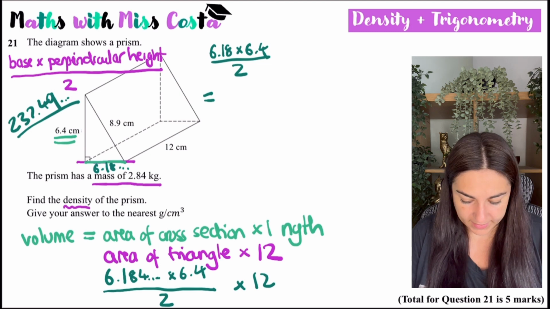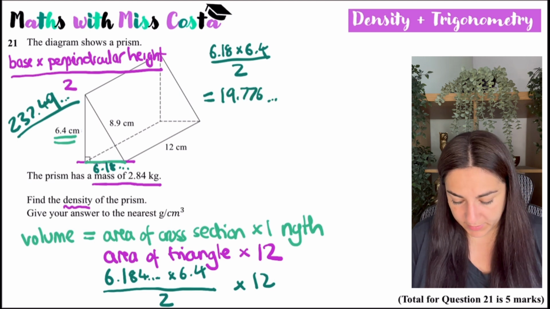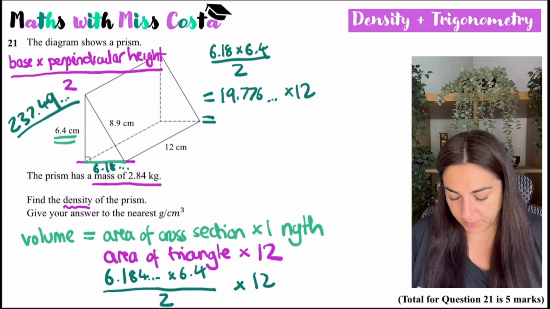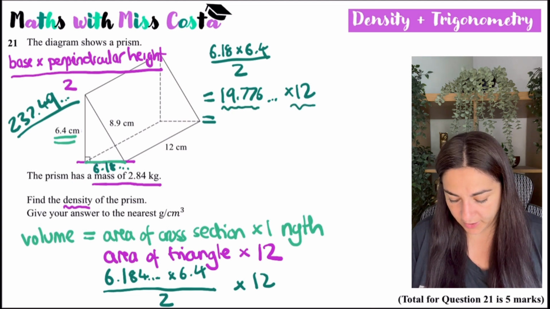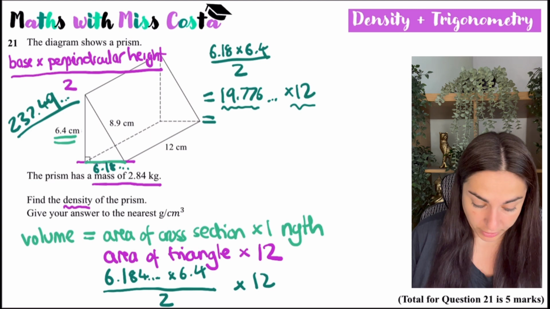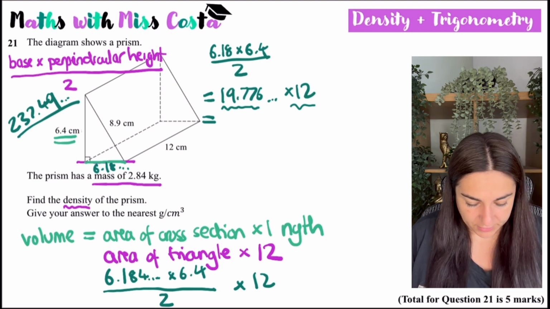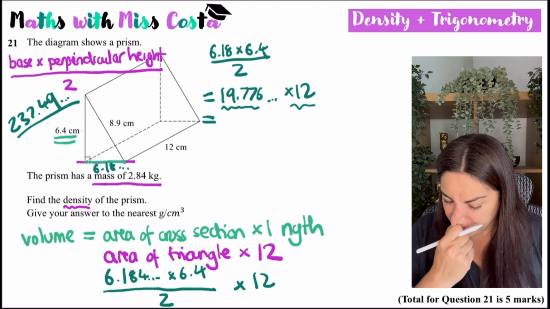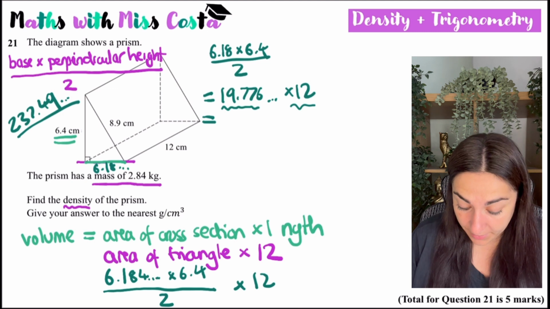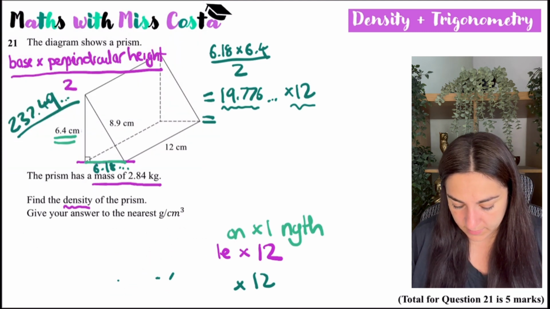which is, so my full thing should be 237.49, but let's break it down. So 6.18 times 6.4 divided by 2 is 19.776, which I'm then going to times by 12 because that's the area of the triangle, and then I times it by the length to work out the volume. So times by 12 gives me 237.49. So I now have the volume of the prism.